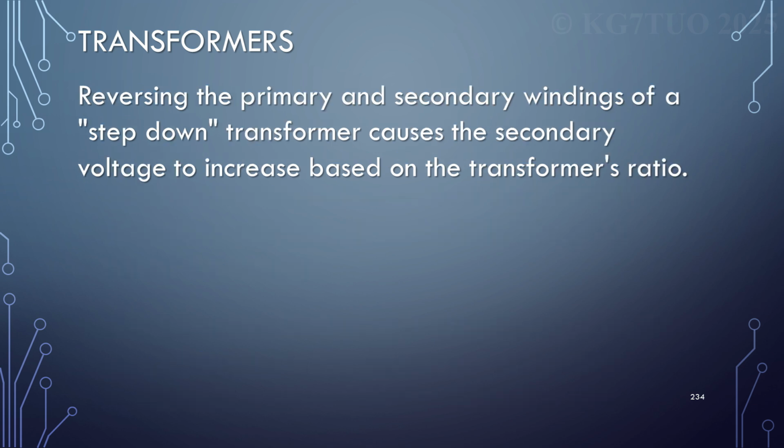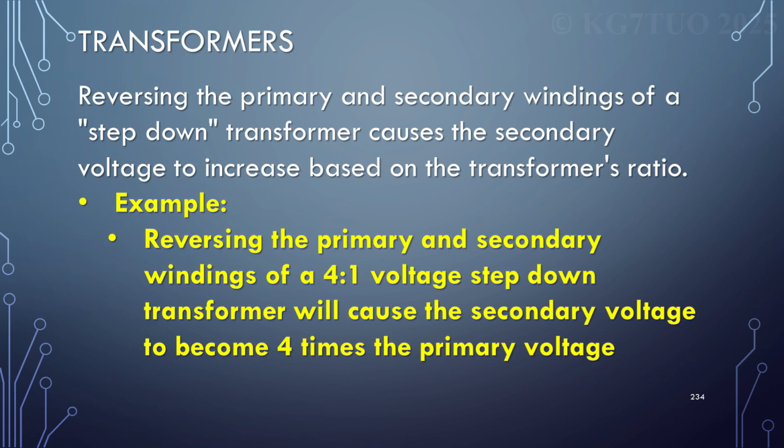Reversing the primary and secondary windings of a step-down transformer causes the secondary voltage to increase based on the transformer's ratio, and now it's a step up. But we've got to make sure that we're within the current limitations of the circuitry inside. Example, reversing the primary and secondary windings of a 4 to 1 voltage step-down transformer will cause the secondary voltage to become 4 times the primary voltage. So it's 4 to 1. So if I have a primary and a secondary winding of a step down, I'm going 4 volts becomes 1, okay? It's a step down because it's a 4 to 1.